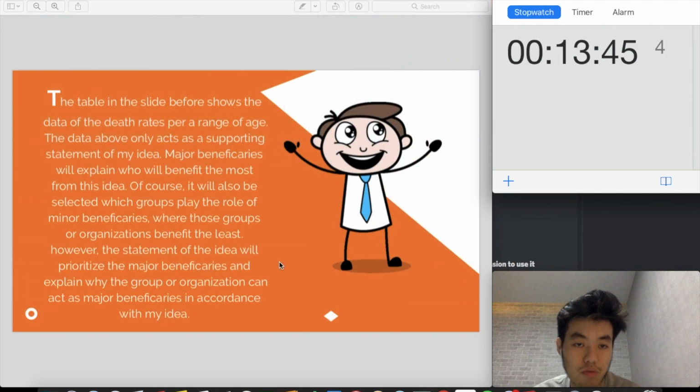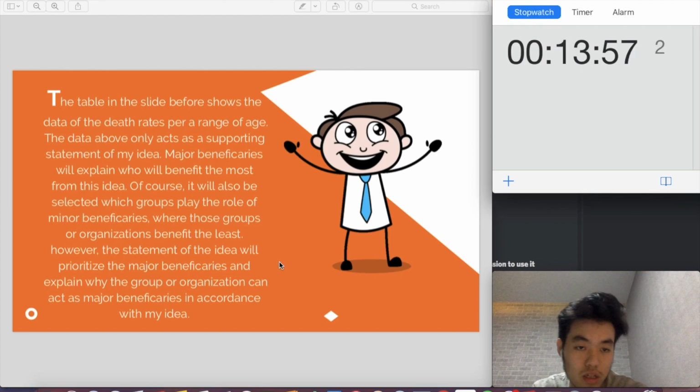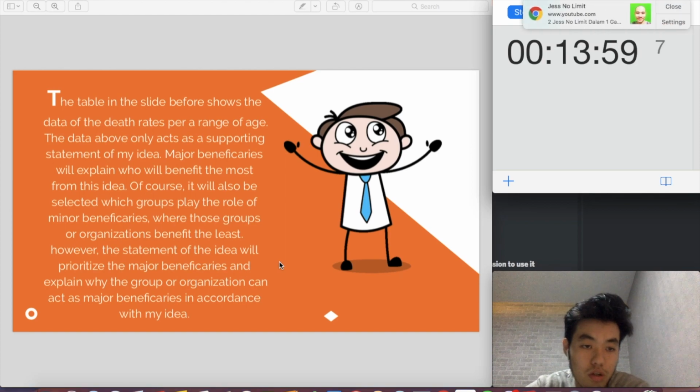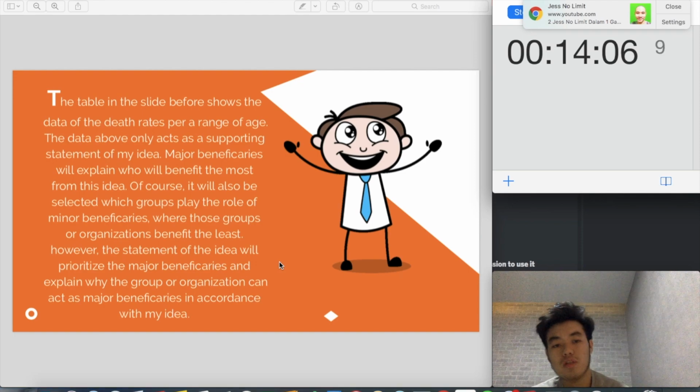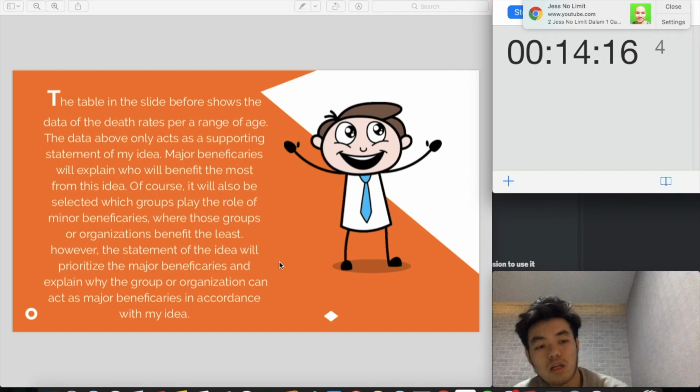So the table in the slide before shows the data of the death rates per range of age. The data above only acts as a supporting statement for my idea. Major beneficiaries will explain who will benefit the most from this idea. Of course, it will also be selected which groups play the role of minor beneficiaries, where those groups or organizations benefit the least. However, the statement of the idea will prioritize the major beneficiaries and explain why the group or organization can act as major beneficiaries in accordance with my idea.